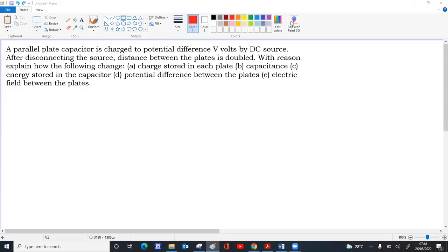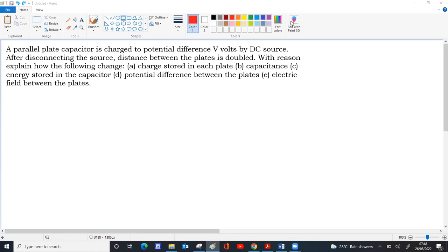In this particular question, a parallel plate capacitor is charged to a particular potential difference V. It is disconnected, then the distance between the plates is doubled. So D in the second case becomes 2 times D in the first case. With reason, explain how the following factors change.